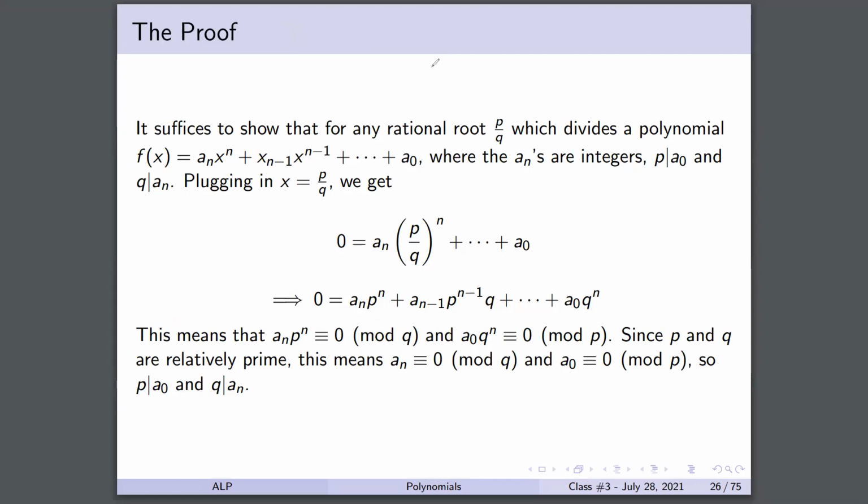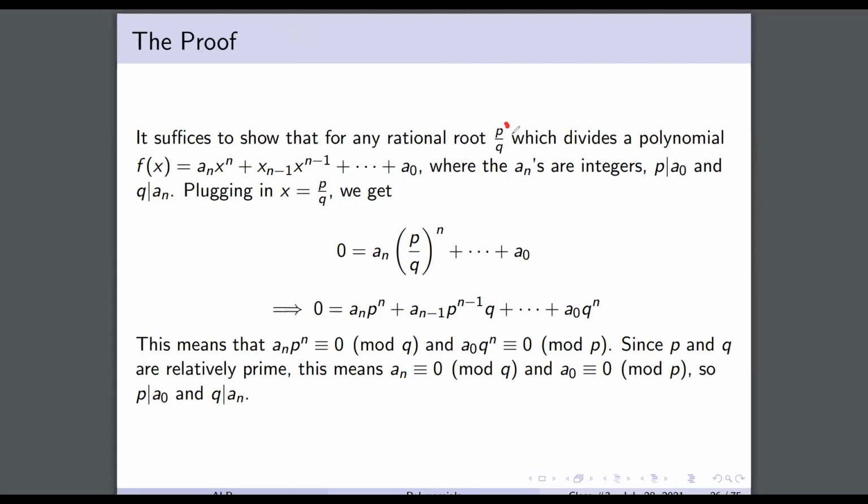So basically, it suffices to show that any root p over q, which divides a polynomial f of x equals a_n x to the power of n plus a_(n-1) x to the power of n minus 1, and so on, plus a0, where the a's are integers. So if we plug in x equals p over q, then one side will equal 0, and the other side will be a_n (p over q) to the power of n plus dot dot dot, equals 0. And then we can multiply this by q to the power of n. So then now we have this.